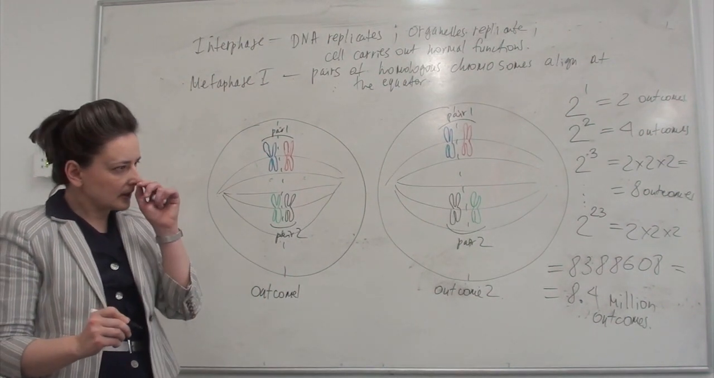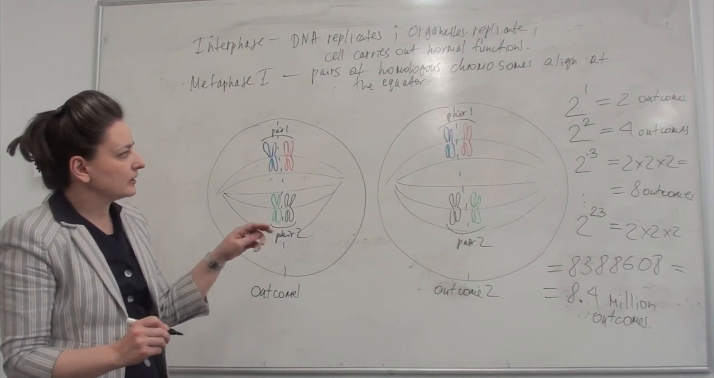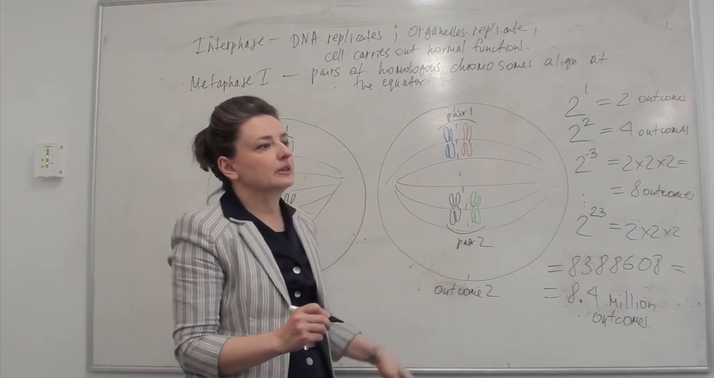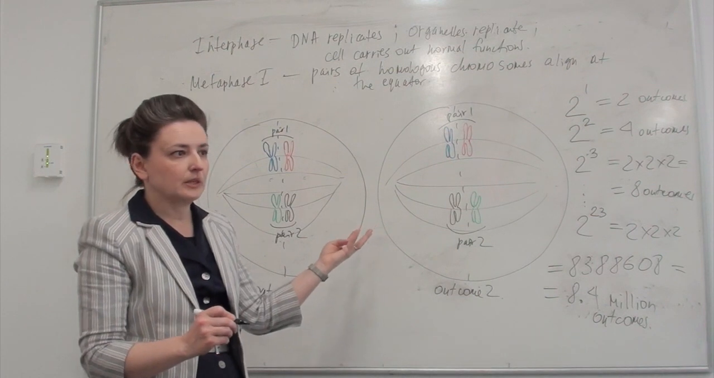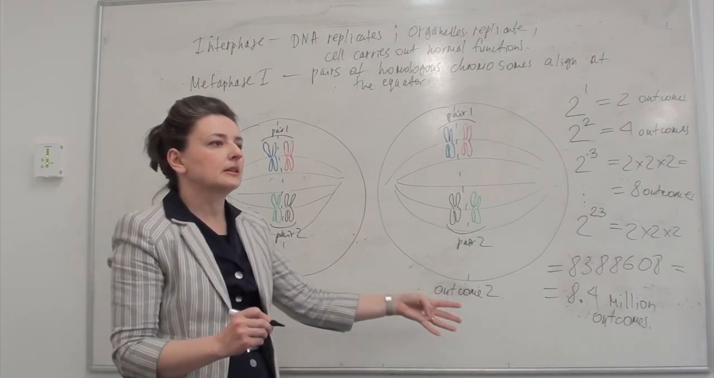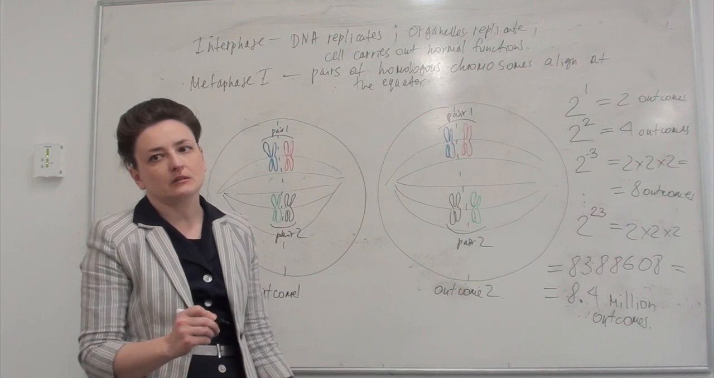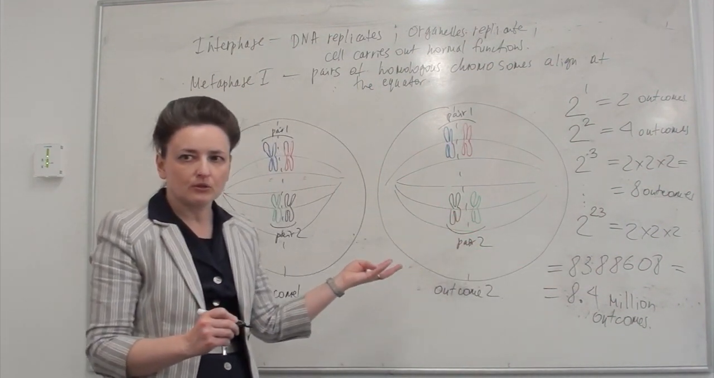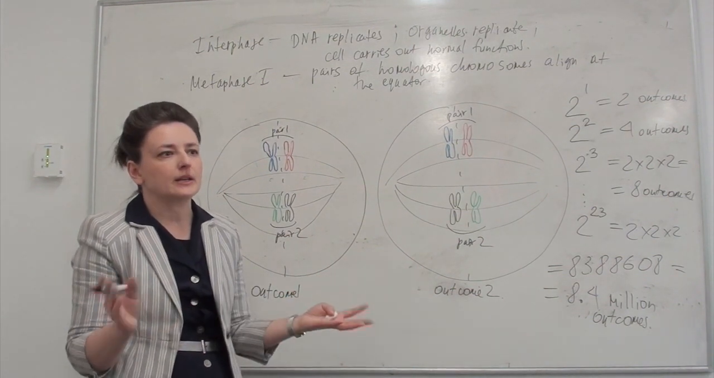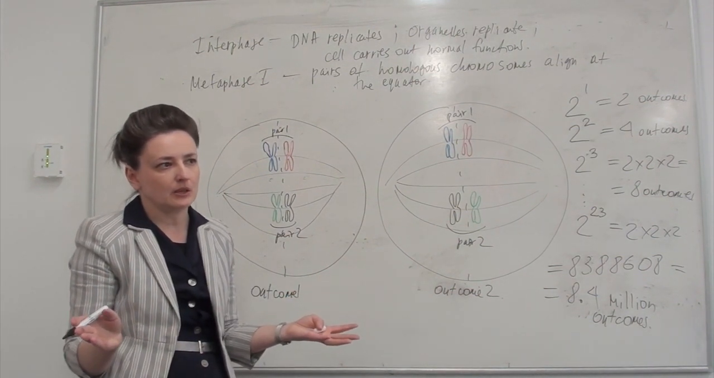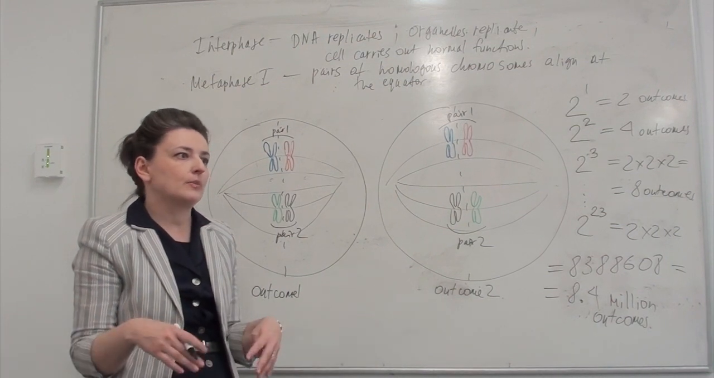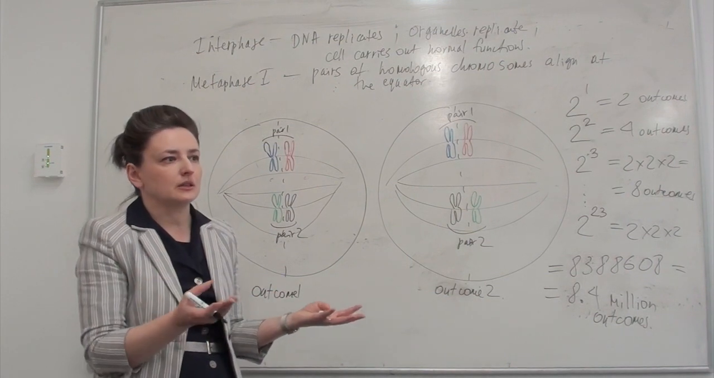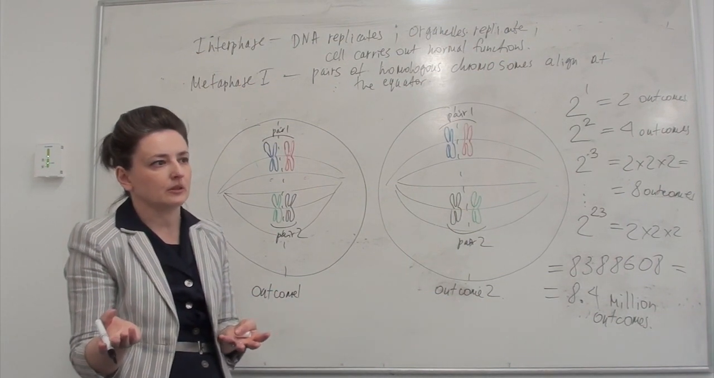So what that means is that even if I disregard crossing over, by just flipping these chromosomes around during metaphase 1, I could still end up with over 8 million outcomes. So if you combine that process with crossing over, then you get a literally unlimited number of variations. And that's why, even though males produce millions of sperm per ejaculation, they can still end up with every sperm cell being different.